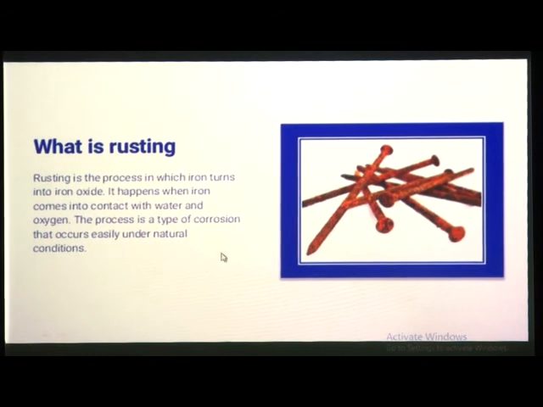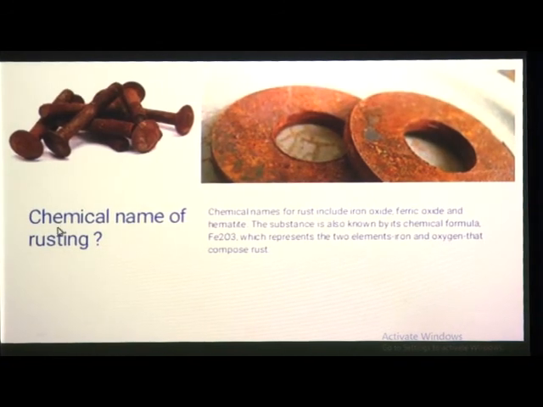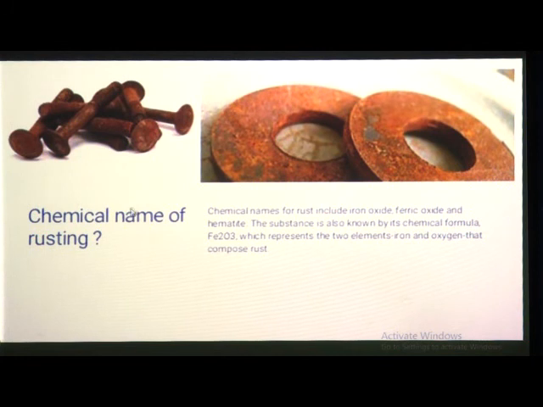Okay, so what is the chemical name of rust? See, here you can see some objects showing how they are rusted, or how the rusting process happened. In this picture you can see some nails and some iron disc-like objects. The chemical name for rust is iron oxide. So what is the chemical name of rust? The name of rust is iron oxide.